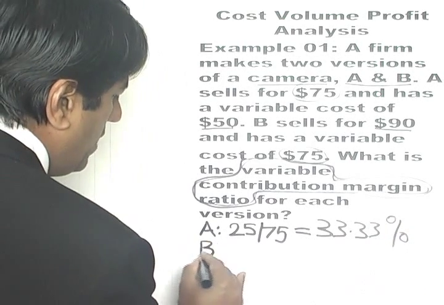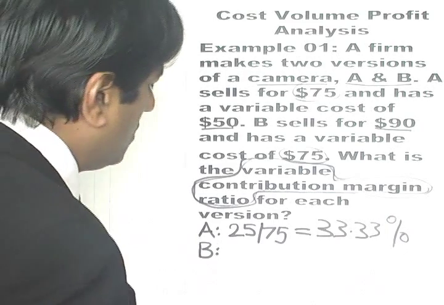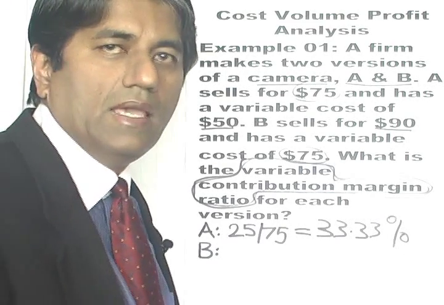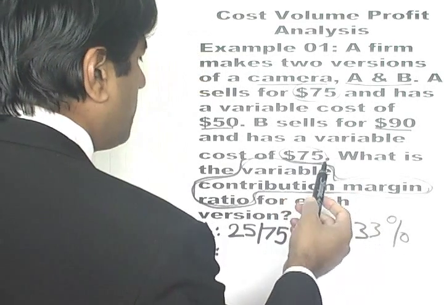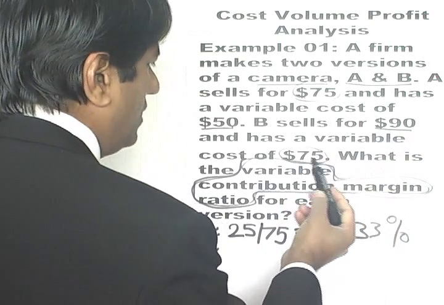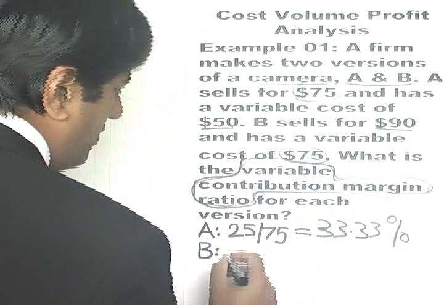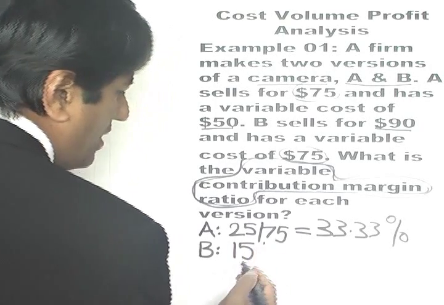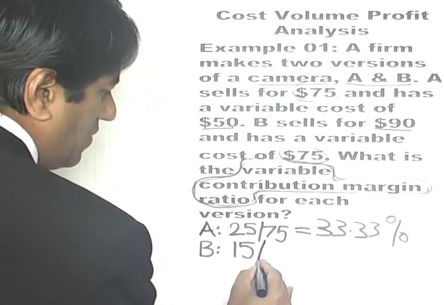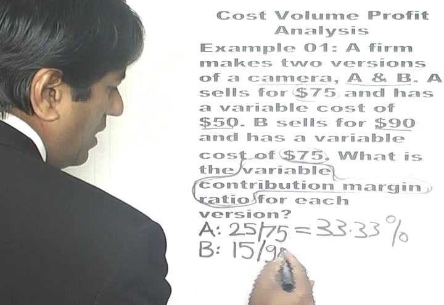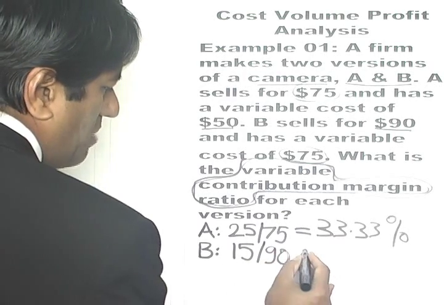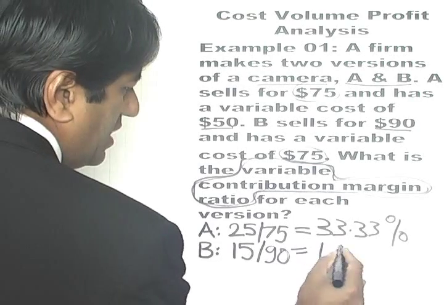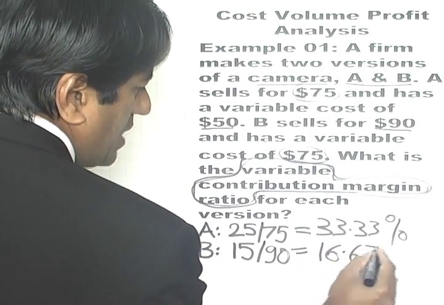For B, the variable contribution margin is going to be the price, which is 90, minus the variable cost, which is 75, so that's going to be 15. And then for the ratio, you divide it by the price, so that's 15 by 90, which is equal to 16.67%.